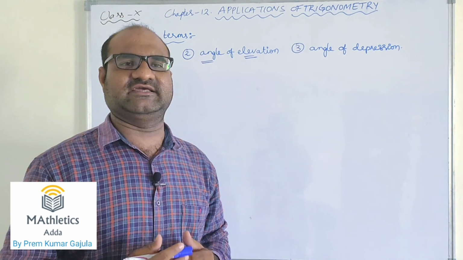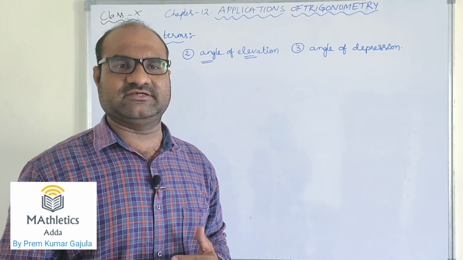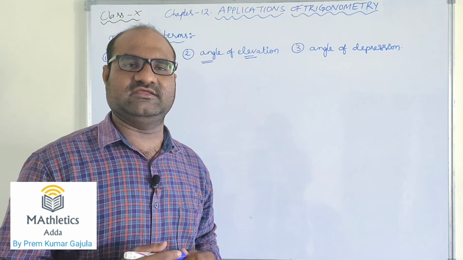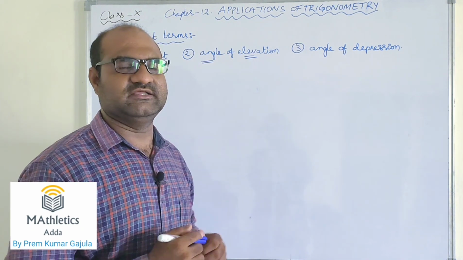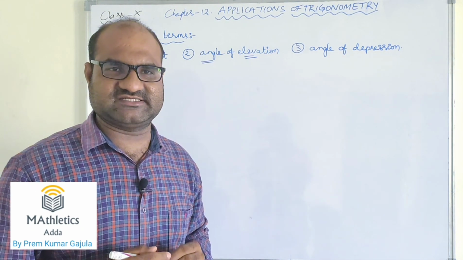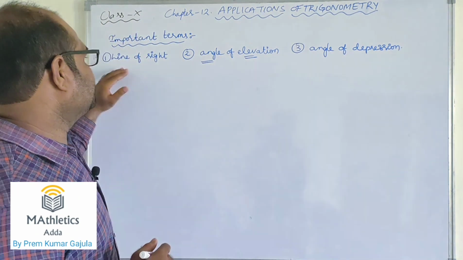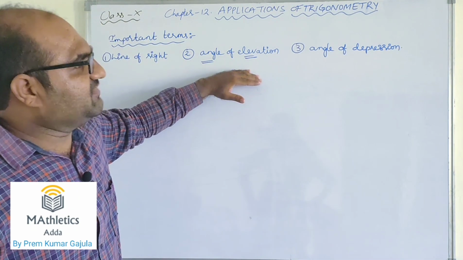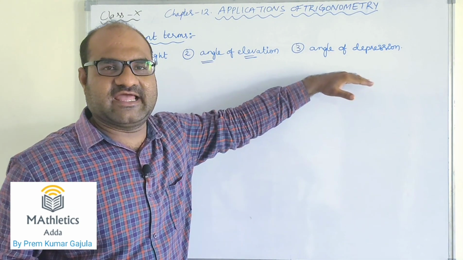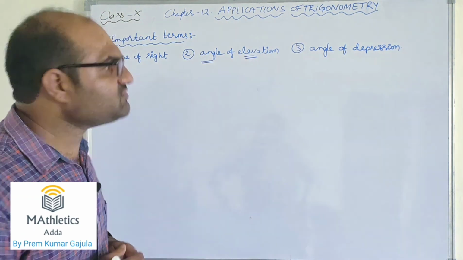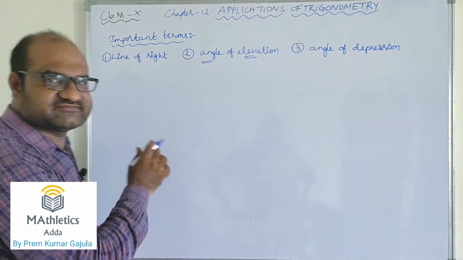And how to draw the diagram, which concepts are related to drawing the diagram, those are very important to understand, and there are three main terms we have to understand here. The first one is line of sight, then what is an angle of elevation, and what is an angle of depression. Let's see clearly. So what is the line of sight?